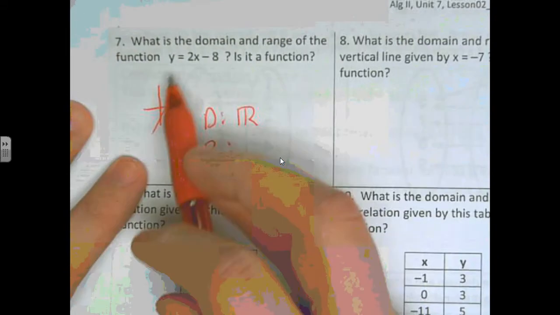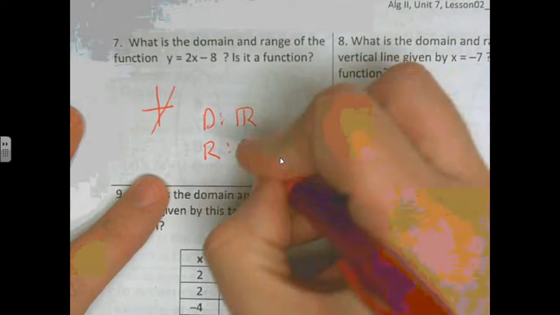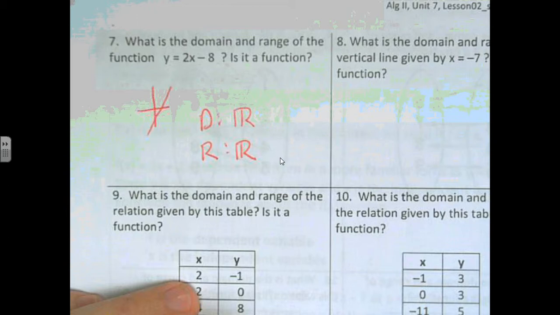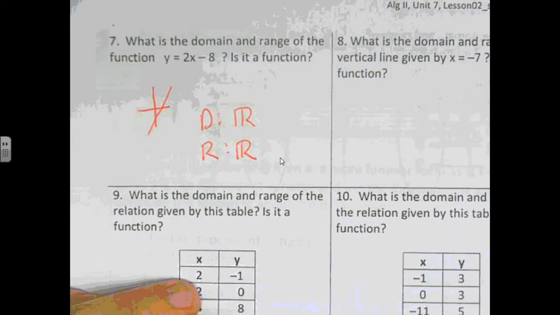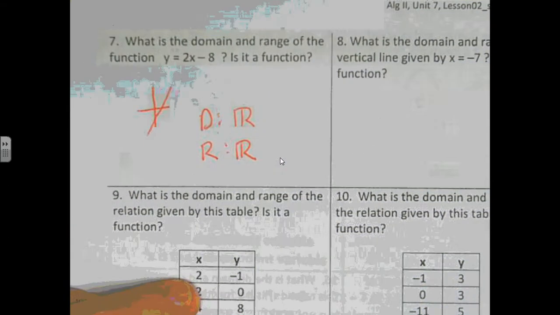So instead of putting infinity to make infinity, we just put that. And then the range, from low to high, goes all the way to what? Same thing. Oh, real numbers.